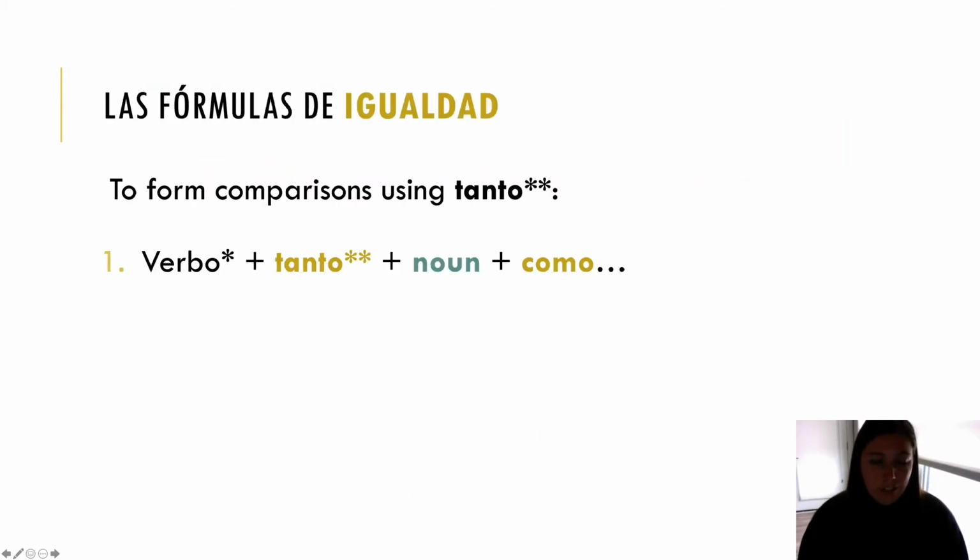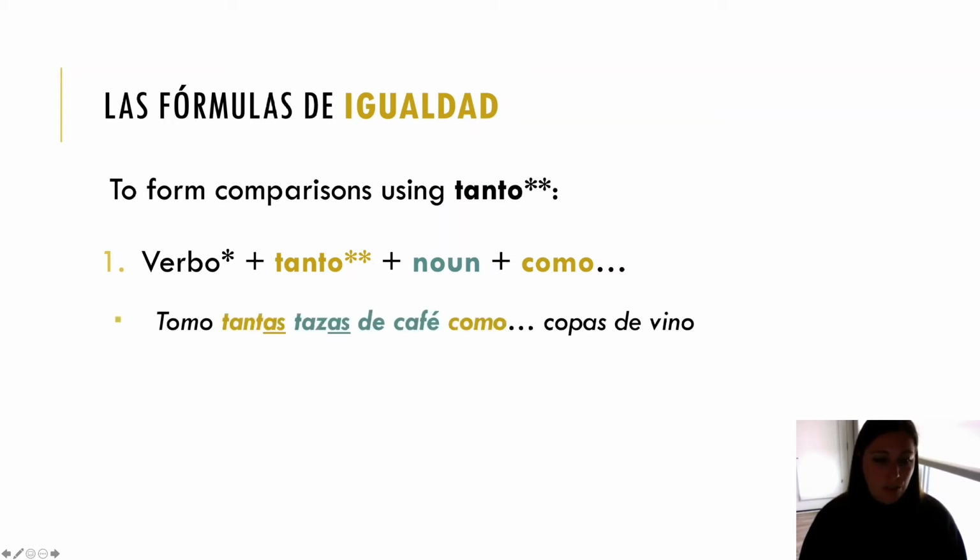Another way to form comparisons besides tan is using tanto. Here you can see in our formula we'll have a conjugated verb plus tanto. I'll explain the little stars next to it here in a second. A noun, and then como. Por ejemplo, tomo tantas tazas de café como copas de vino.